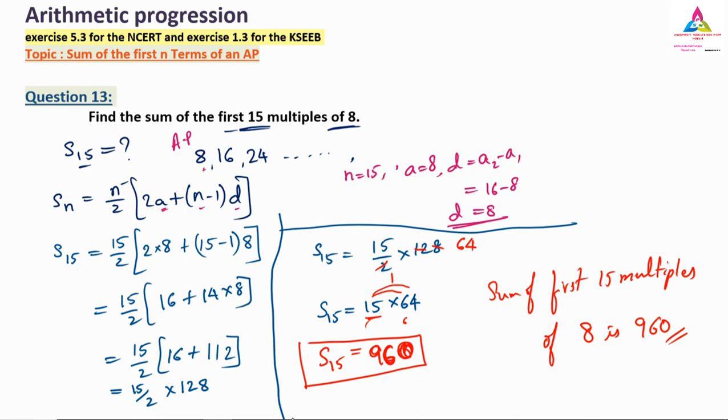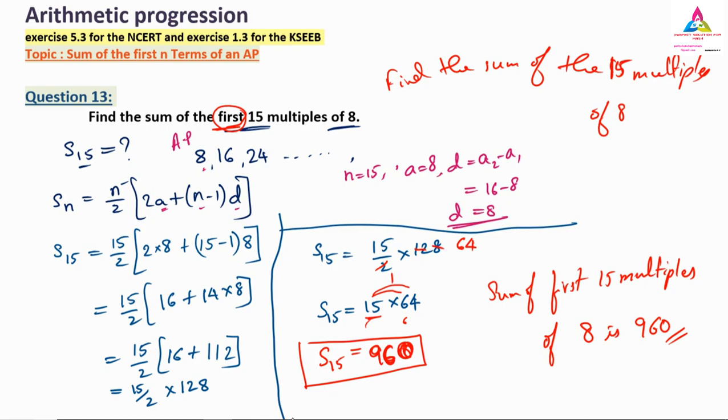Why have they not given the question directly as "Find the sum of the 15 multiples of 8"? Here they have used "first". Why did they use "first" only, and why can't they use anything else? Why will they not give it like this: "Find the sum of the 15 multiples of 8"? They may give the question that way, but why have they added "first" here? That was the question.